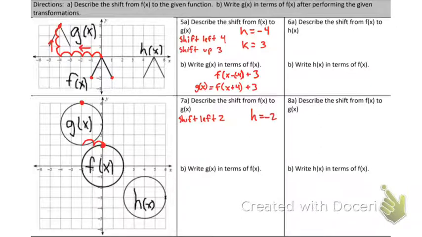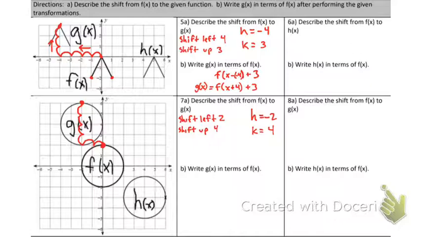And then I have to shift up. 1, 2, 3, 4. I'm going to shift up 4. That's going to be my k value. Shift up 4. So my k value is positive 4. Again, if you shift down, it's negative. Okay, so k value can be negative. So there it is. I got my h and k.